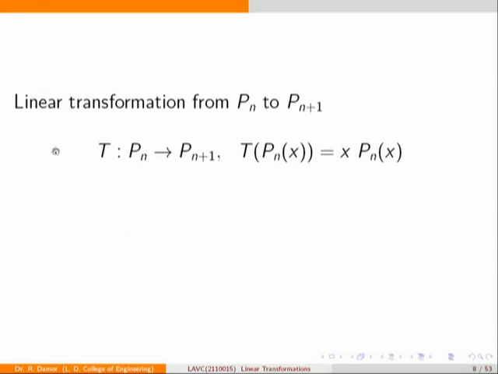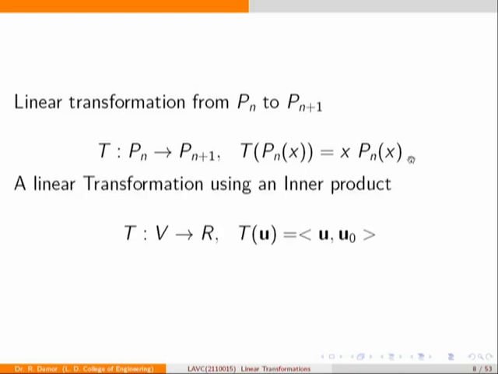Again, T from Pn to Pn plus 1, the set of polynomials of order n and the set of polynomials of order n plus 1, and we define this transformation T of Pn(x) equal to x times Pn(x). We proved in our previous lecture that this transformation is linear. We also saw a linear transformation using an inner product space, T from V to R, T of u equal to the inner product of u with u0. This is again a linear transformation. So these are the linear transformations which we did in our first lecture.